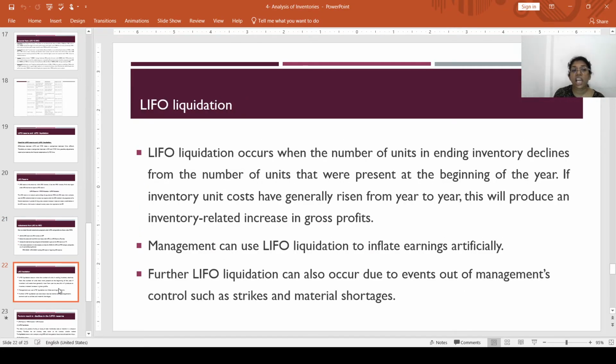So let's see LIFO liquidation. The LIFO liquidation occurs when the number of units of the ending inventory declines from the number of units that were present at the beginning of the period. If the inventory unit costs have generally been rising from year to year, this will produce an inventory-related increase in gross profit. Thus management can use LIFO liquidation to inflate the earnings artificially. Further, LIFO liquidation can also occur due to events that are out of the management's control, such as strikes and material shortages.